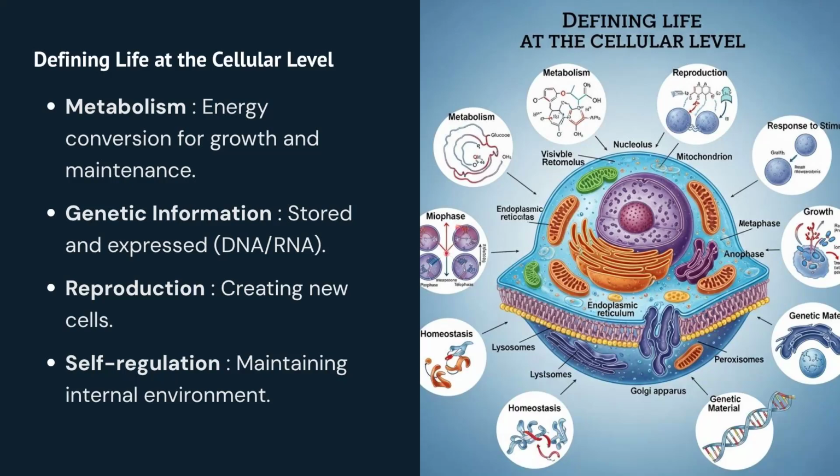What makes a cell truly alive? It's its ability to carry out metabolism, converting energy and matter to grow and maintain itself. It stores and expresses genetic information, allowing it to direct its own functions and reproduce. And crucially, it can reproduce, creating new cells, ensuring the continuity of life. These are the hallmarks that distinguish a living cell from a complex molecule.